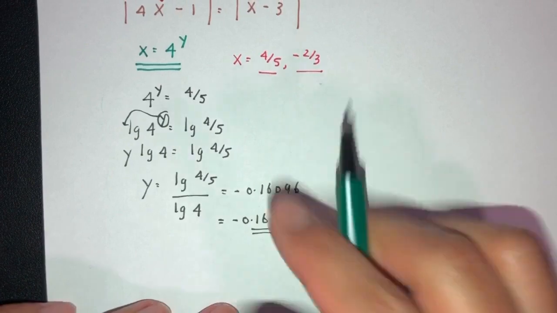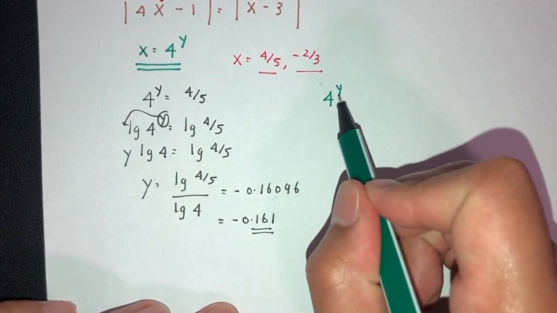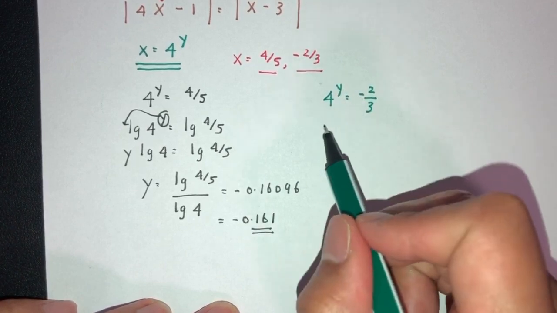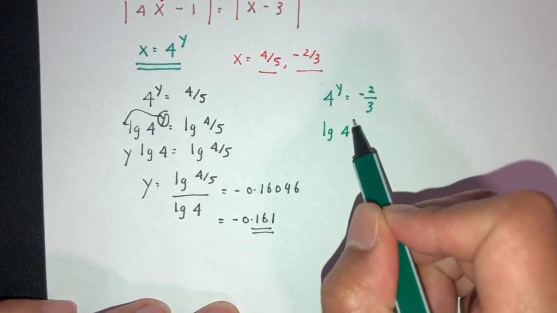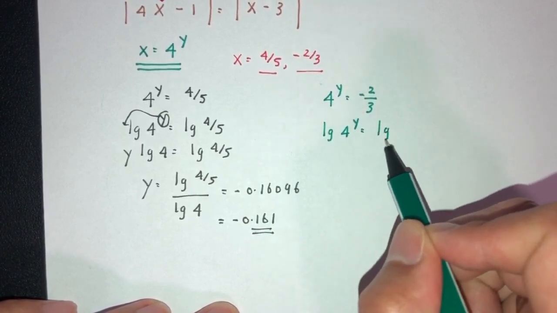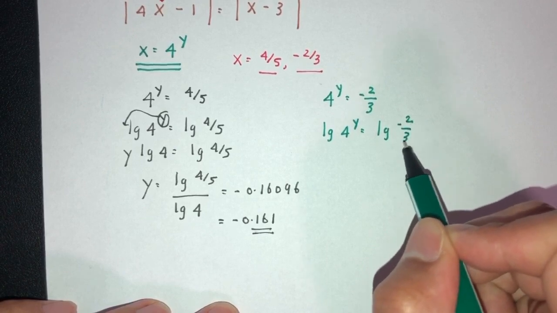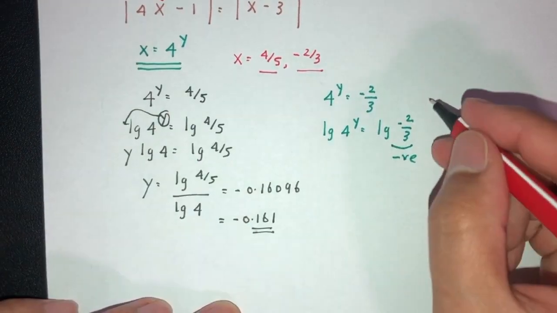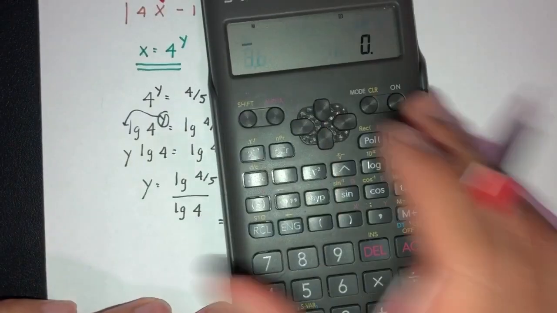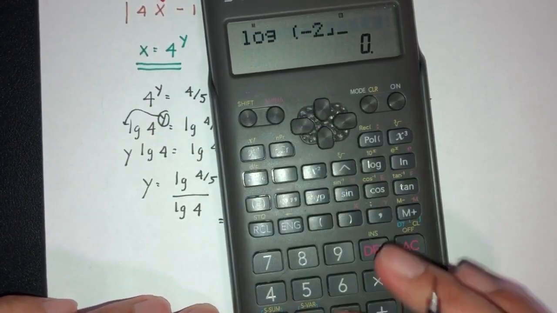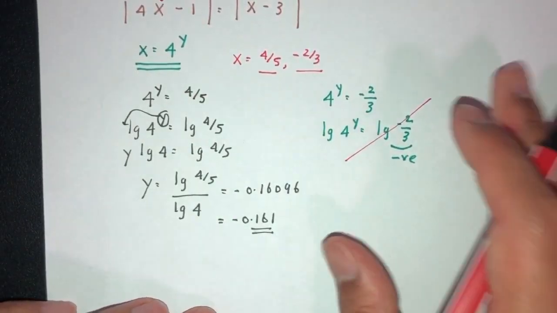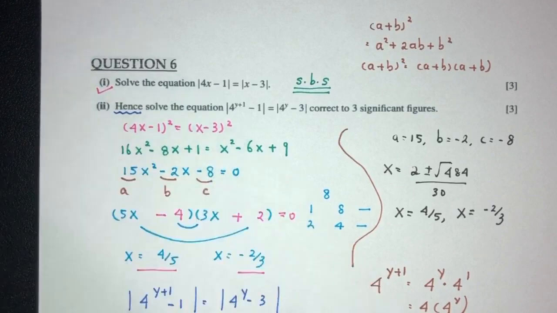Now how about this one? 4^y can also be minus 2 over 3. To bring this down, we have to apply log on both sides. But as you can see already, log cannot take a negative value. So this one will not be valid, so it will not be good for your answer. You can check. Log of minus 2 over 3, obviously, it will not be good. Alright, cool. So this is your answer for question number 6.